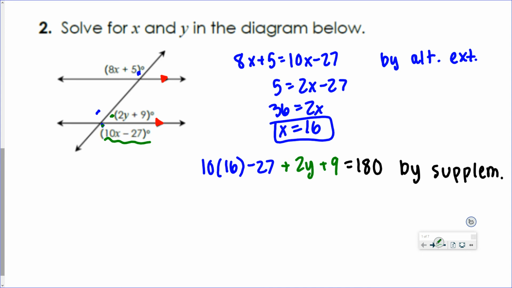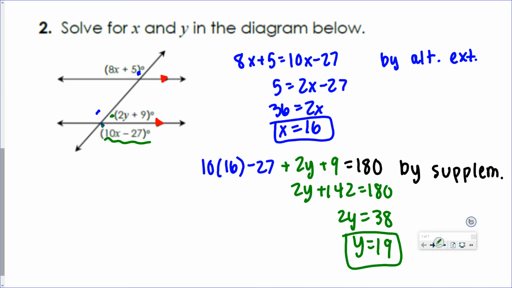You could also say corresponding and supplement. And use this one if you wanted to. Okay? Alrighty, folks. Quickly solve this. I got y to be 19. Okay. That's your review over 3.2.